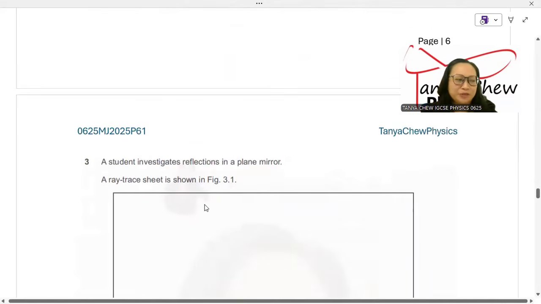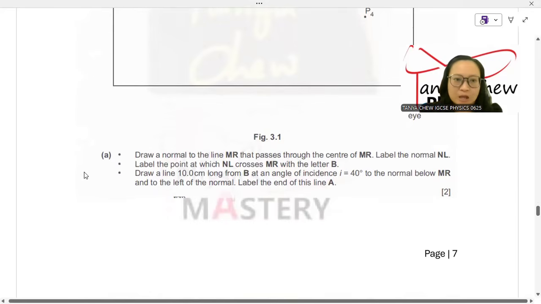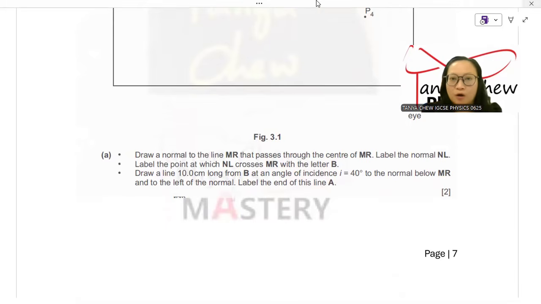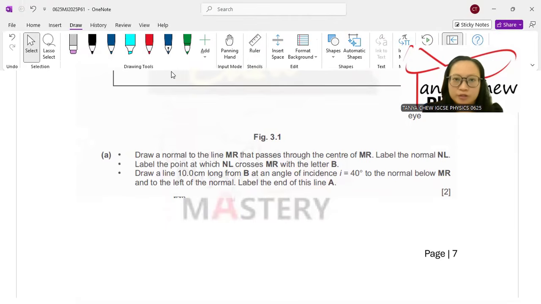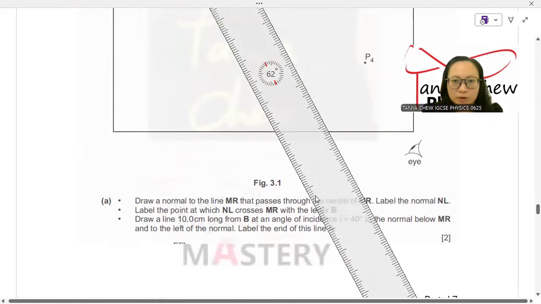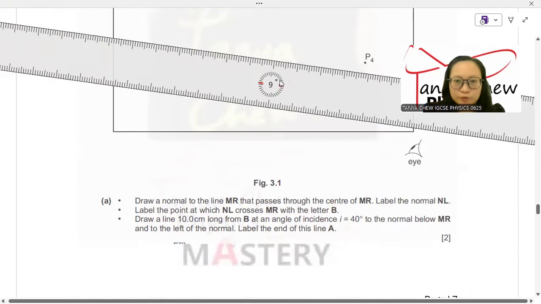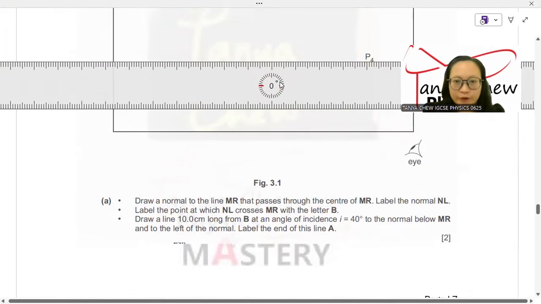Now, question number 3. A student investigates the reflection in a plane mirror. A ray trace sheet is shown in Fig 3.1. Draw a normal to line MR that passes through the center of MR. Wow, I need to use back the ruler. So the ruler, make sure, where is my MR? Okay, this is the MR. Hold on. Make sure that this ruler is horizontal first.